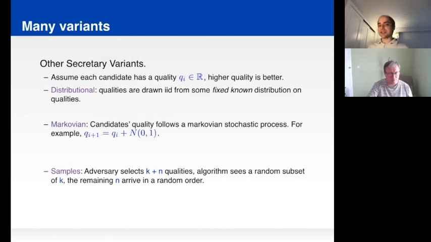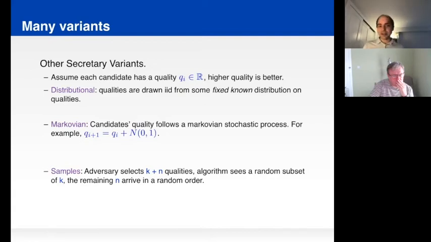If you don't like distributional, let's say that they're IID, you can say, well, maybe the quality follows some Markovian process. So here, for example, I'm going to say the quality of the next candidate is just some random perturbation, a random walk on the previous candidate that was there. So all of the other ones don't matter. And so I have some walk that's going on here. Again, it's an optimal stopping time question.